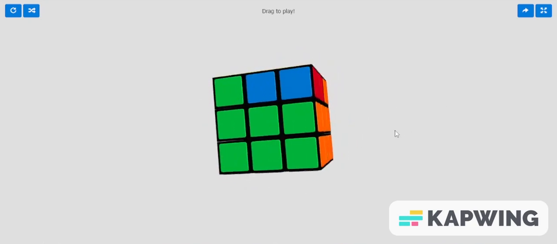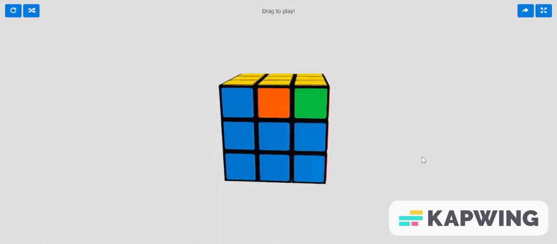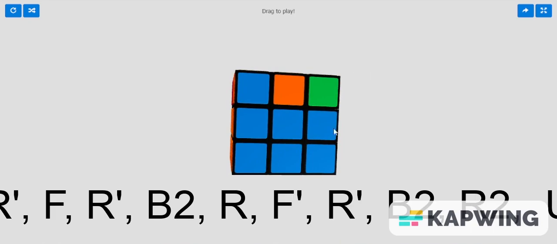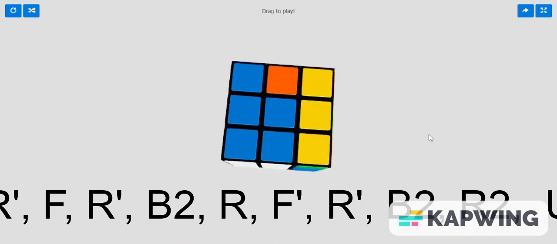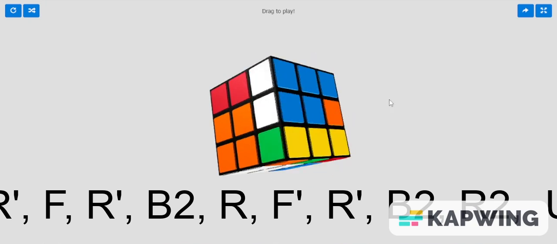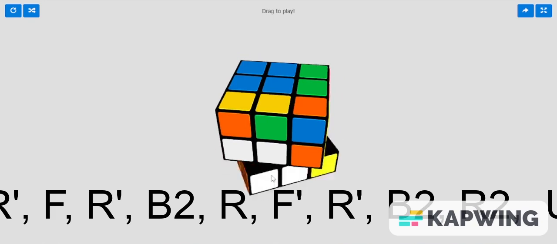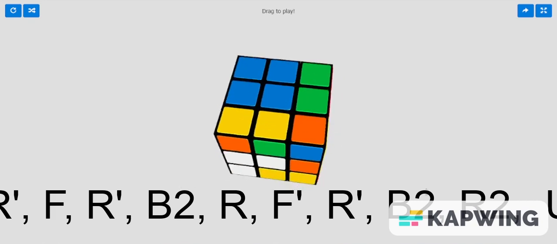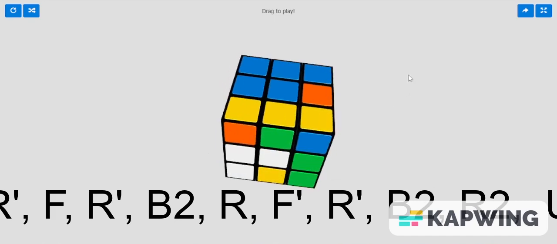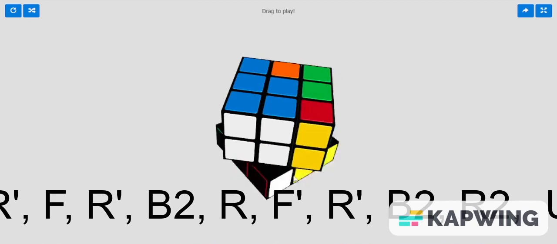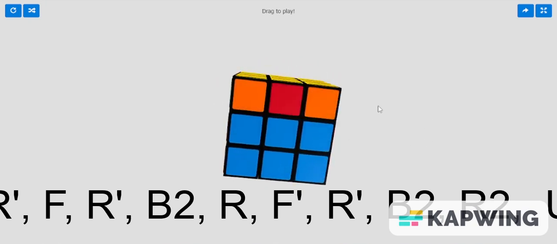Now once you have this, you will follow another algorithm which is R prime, F, R prime, B2, R, F, F prime, R prime, B2, R2 and U prime.